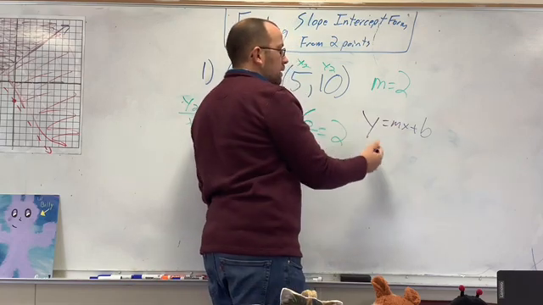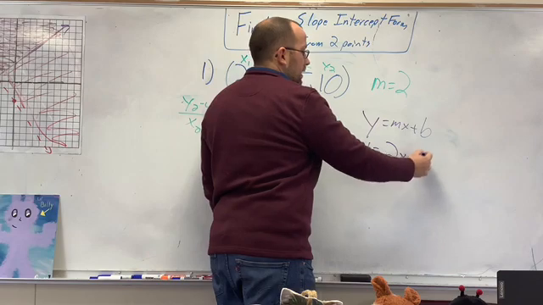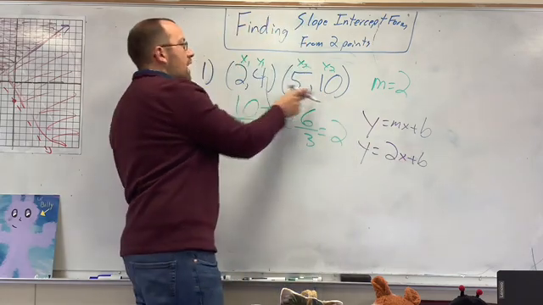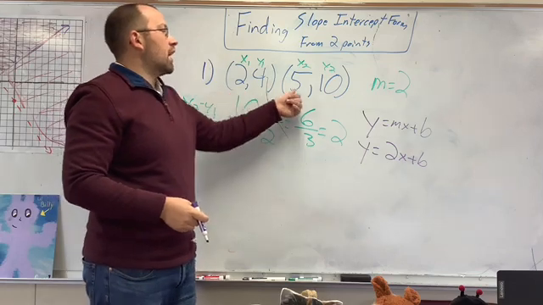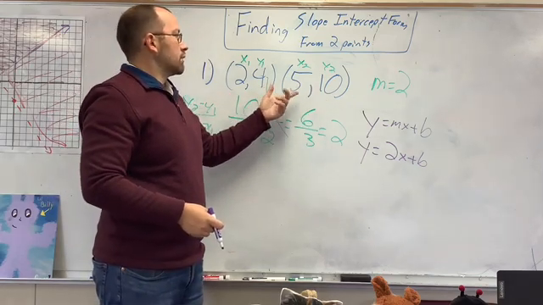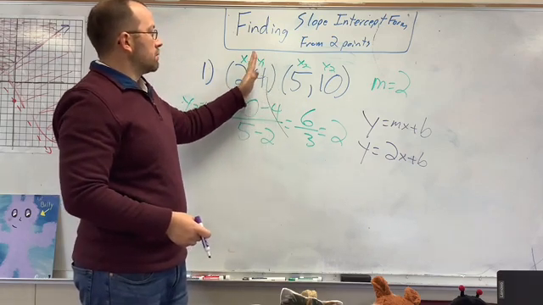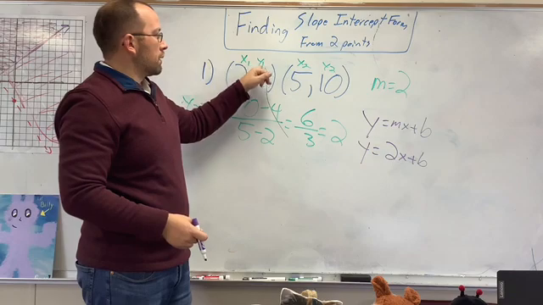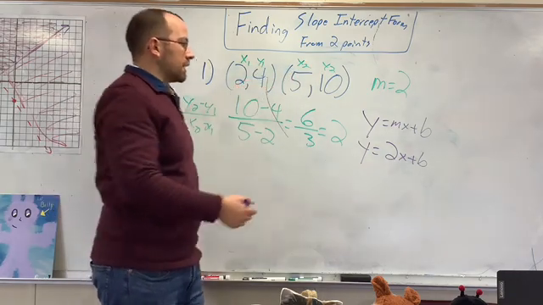Alright, so I'm going to plug my slope in. Now I need to pick a point. It doesn't matter if it's 5, 10, or 2, 4. It has to be one or the other. I can't use 2, 5, I can't use 4, 10. So I have to use one of the points, either my x1, my y1, or my x2, my y2. I'm going to use x1 and y1 and plug it in here.